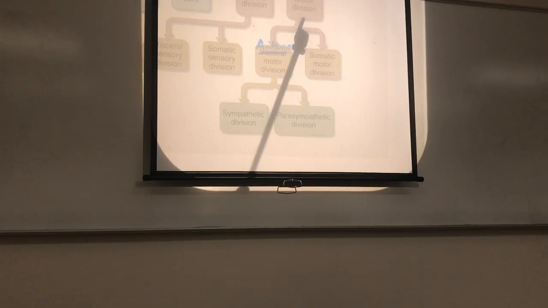The other part of the peripheral nervous system is called the motor division, motor meaning to move. And this is the signals that are coming out of the brain and out of the spinal cord to make things happen, to make muscles move, to make muscles contract, to make glands secrete. Things are happening, things are moving. That's your motor division.